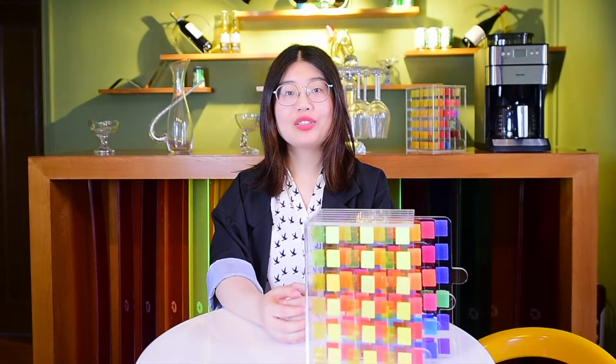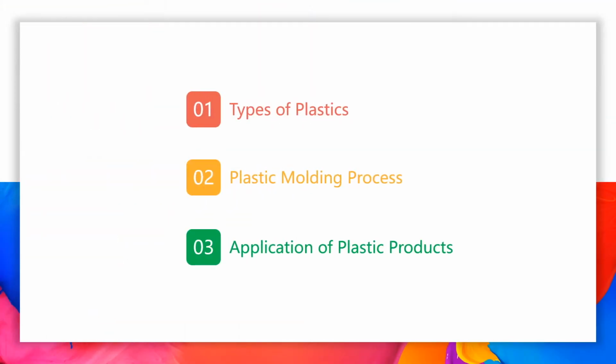In my presentation today, I'm going to talk about essential requirements of plastic colorants. Basically, plastic colorants need to meet three requirements: the types of plastic, the plastic molding process, and the application of plastic products. We have talked about the first requirement in class 1.